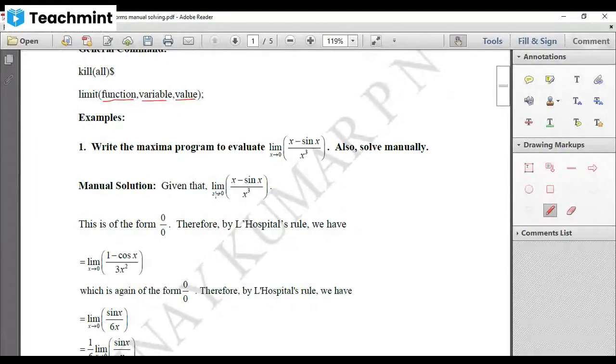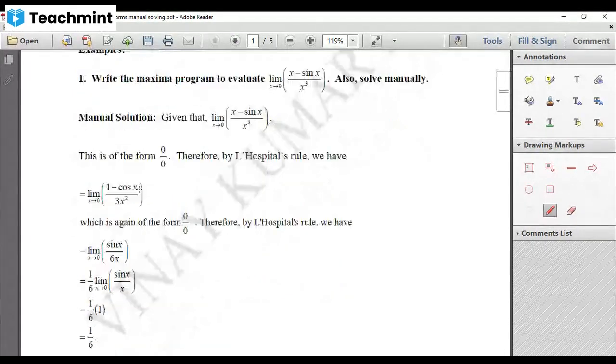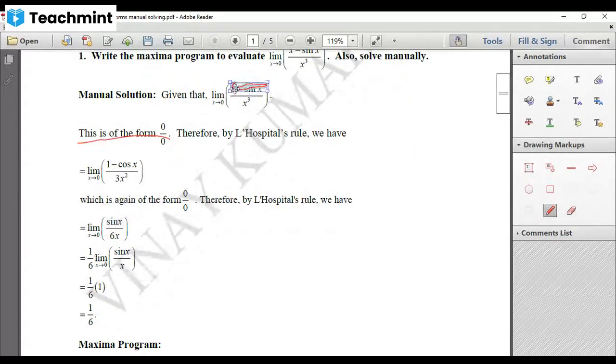Now plug in the limit value. What is the limit value? It is x equal to 0. If you put x equal to 0, you'll get 0 minus sin 0 divided by 0. And you know that sin 0 is 0. So 0 minus 0 is 0, divided by 0. So that means this is of the form 0 by 0. That means it is indeterminate. And since it is of the form 0 by 0, we can apply L'Hopital's rule. What does L'Hopital's rule say? Differentiate the numerator separately and the denominator separately. So what is the derivative of x?